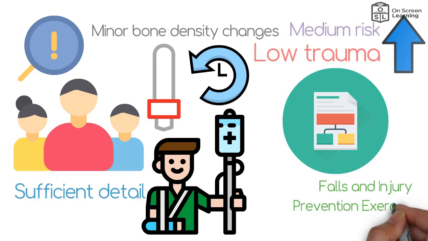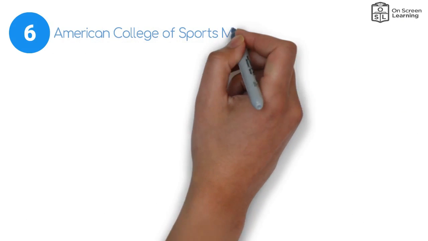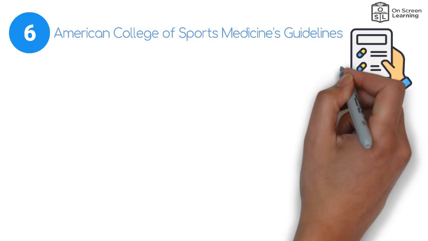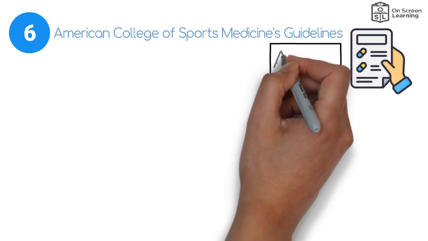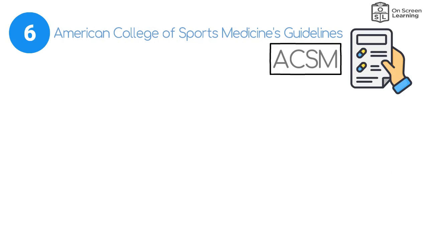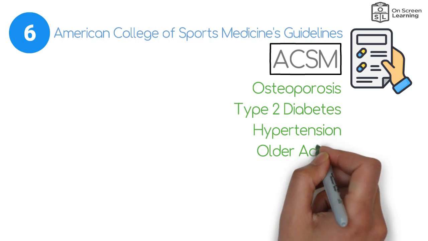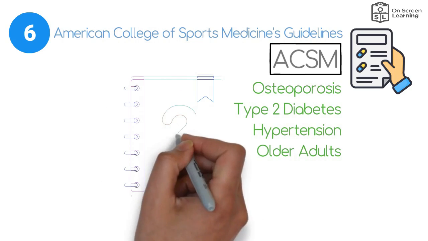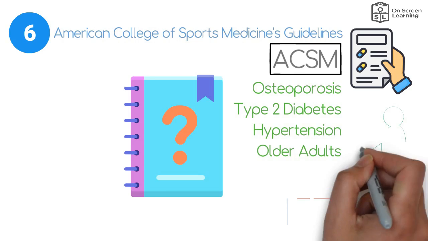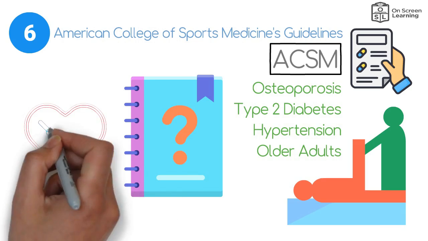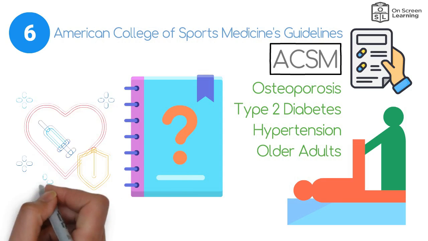The 6th edition of the American College of Sports Medicine Guidelines for Exercise Testing and Prescription was used as a resource for evidence, along with ACSM position stands on osteoporosis, type 2 diabetes, hypertension, and older adults. Other sources of guidelines included the Chartered Society of Physiotherapy Guidelines for the Management of Osteoporosis and the British Association of Cardiac Rehabilitation. Using the tool.